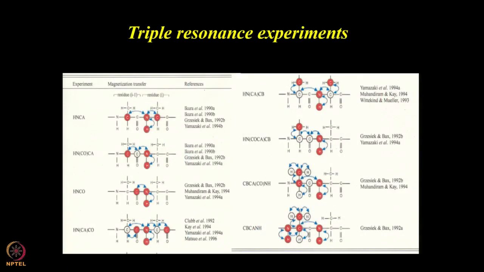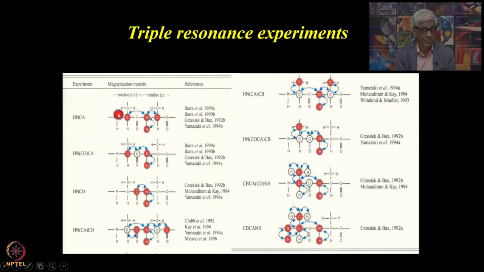Okay. Let us look at this particular experiment, which is called the HNCA. What does this represent? This experiment represents that along one axis you have the proton, along the second axis you have the carbon, these are the C alpha carbons, and on the third axis you have the nitrogen. The red ones are the nuclei which you are going to see in a 3 dimensional experiment. That is why these are called triple resonance experiments, because you are making use of proton, nitrogen and carbon, 3 different channels. Okay, and these experiments were described way back in about the 1990s by different groups of authors. I have listed those references here for quick reference.